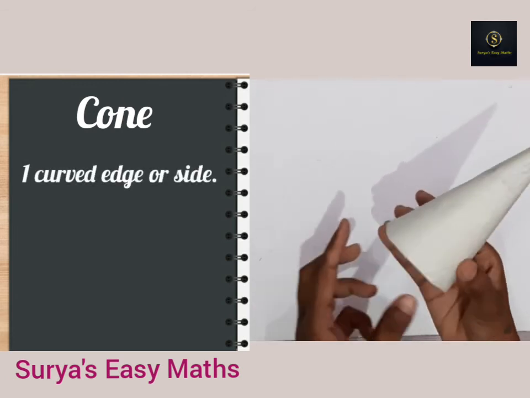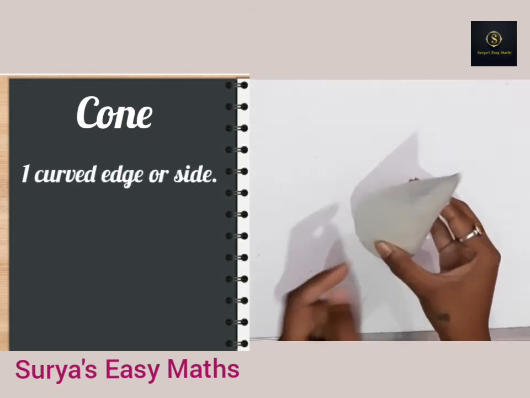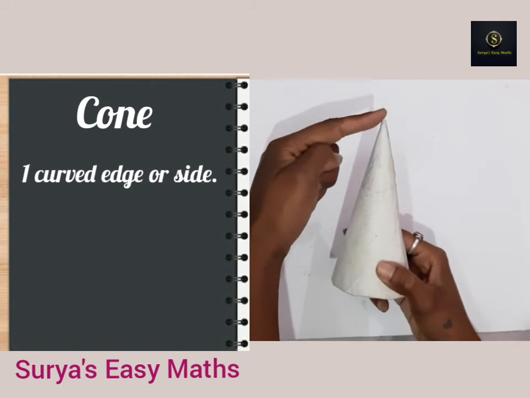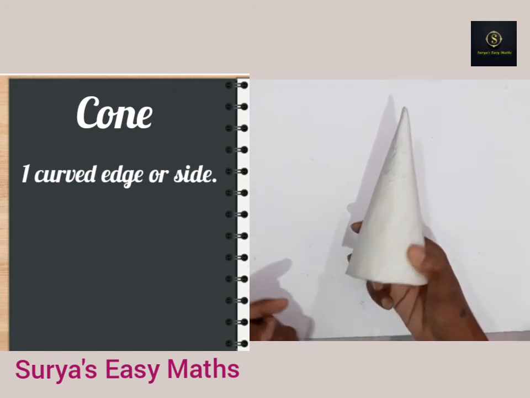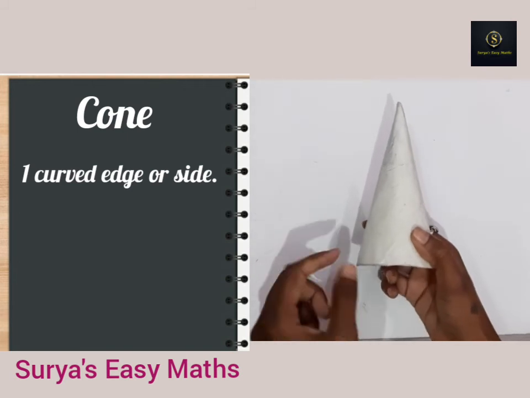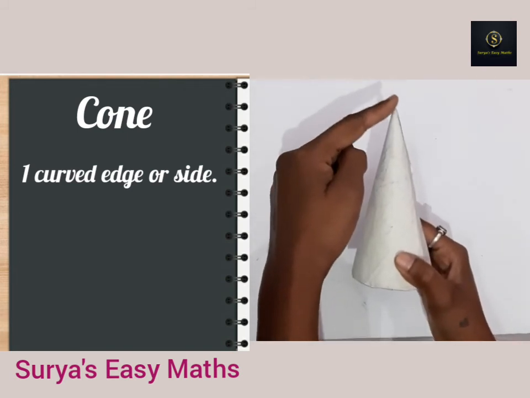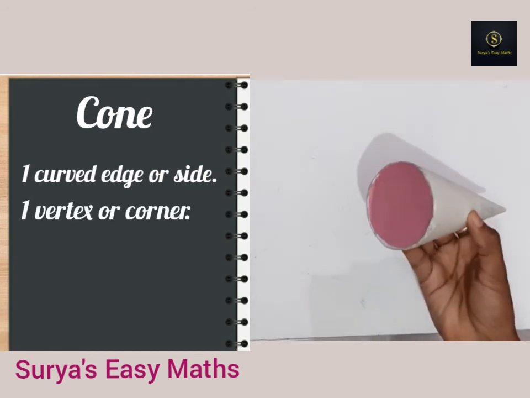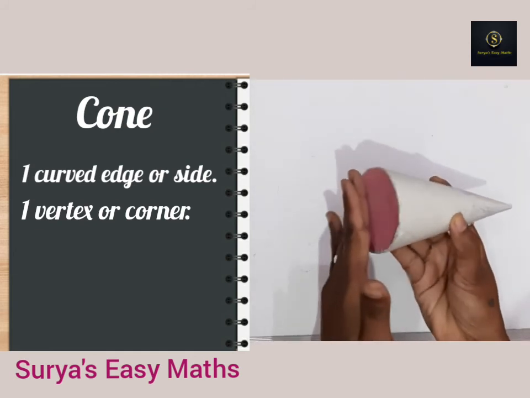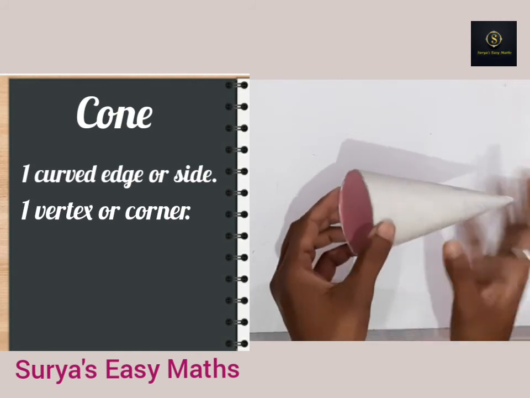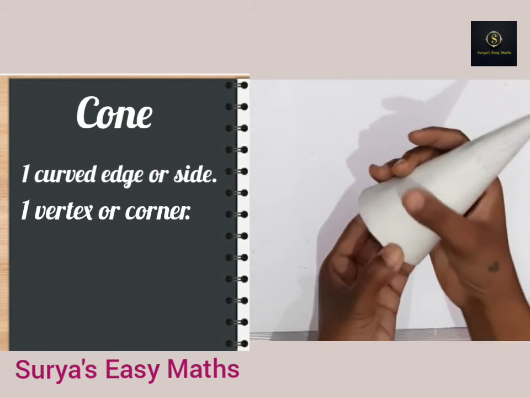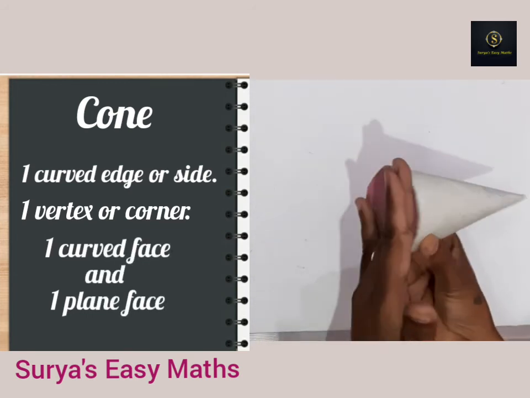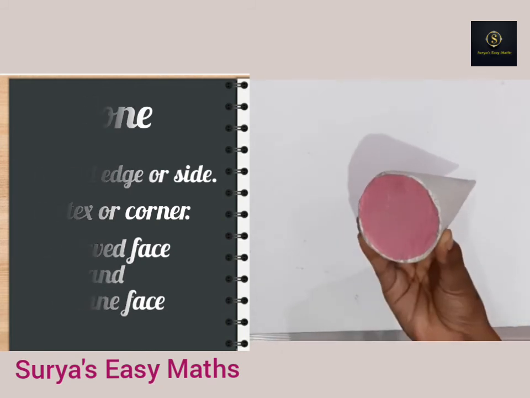Now let's count the vertices and see how many vertices a cone has. So this one we can see. So this is a corner, yes? And can we see any more vertices? No. So it has one vertex or corner. Now let's see how many faces a cone has. So this is one plain face and this one is a curved face. Therefore we observe that it has one curved face and one plain face.